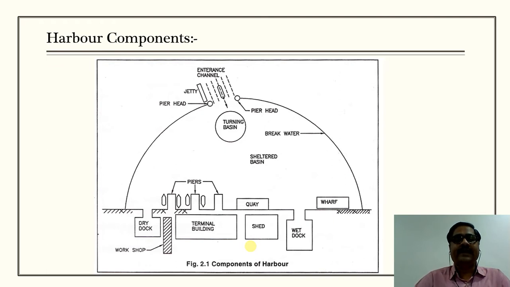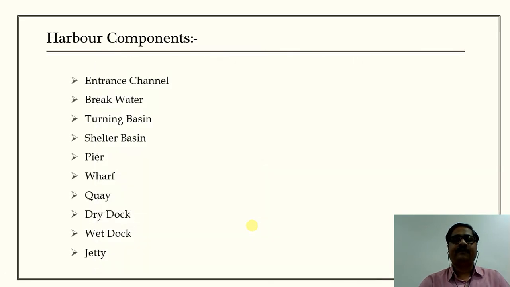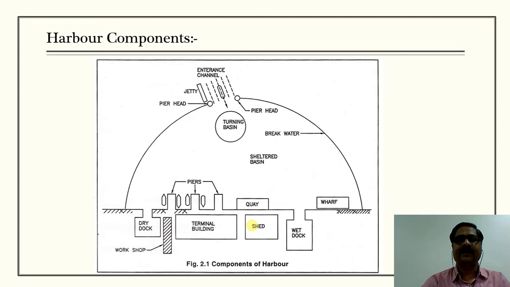Now if you look at the screen, there are various components of the harbor. These components include the entrance channel, jetty, pier head, another pier head, turning basin, breakwater, quay, wharf, wet dock, shed, terminal building, piers, and then dry dock and workshop. So these are called the components of a harbor. I have explained all these components earlier, and they are well shown in this figure.